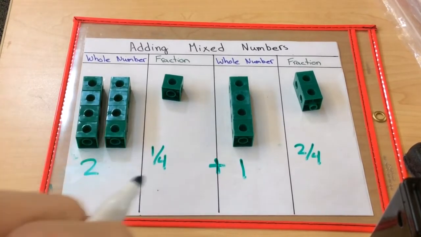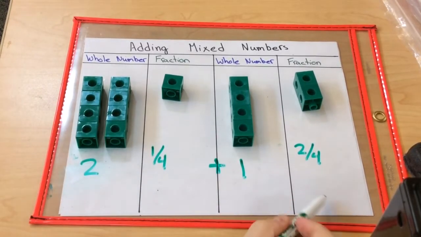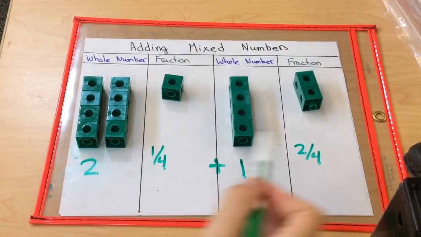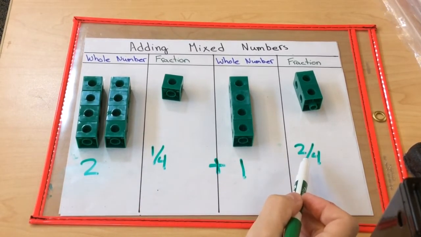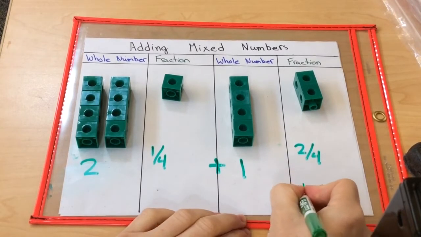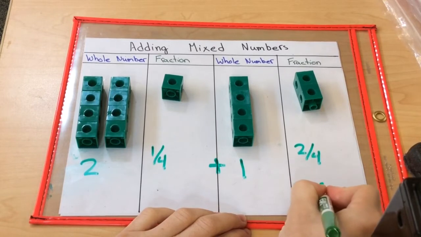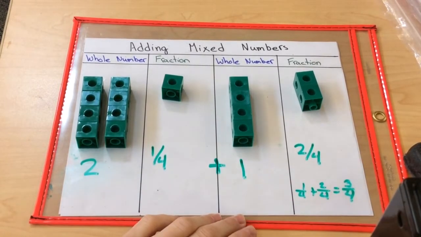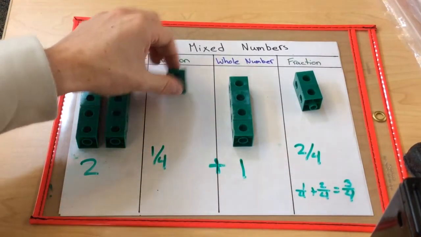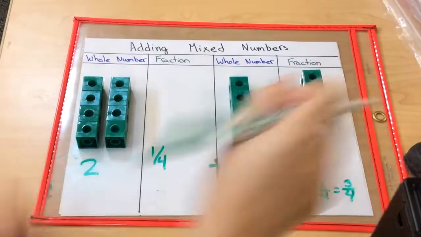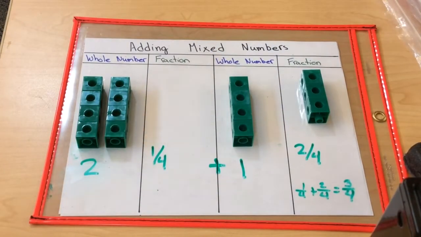So if I think about where to put my answer, I'm going to use this bottom right corner here, and I'm going to start with fractions. So I have 1/4 plus 2/4. And I know that 1/4 plus 2/4 will give me 3/4. And I can see that if I put these together, I have 3/4.